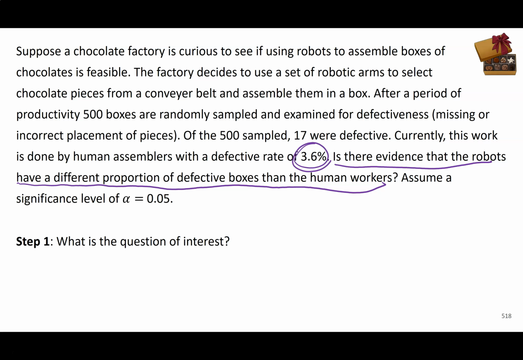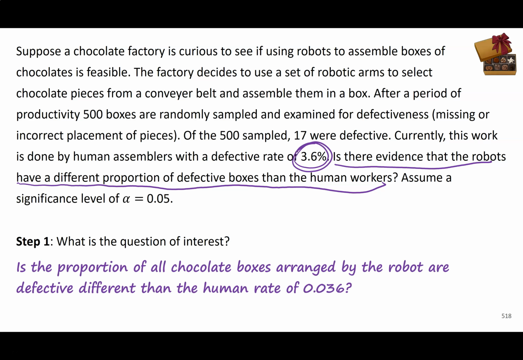So right here, this is the sentence that really captures largely what we're looking at. We will want to have the 3.6 number in there though, because that's the claimed value. So my question of interest should be a yes or no type question. Is the proportion of all chocolate boxes arranged by the robot that are defective different than the human rate of 0.036? So it's really important that I include this number. The human rate bit gives me a little more information, but the really mandatory part is this number here. And it's different than, because they just want to know if it's different.